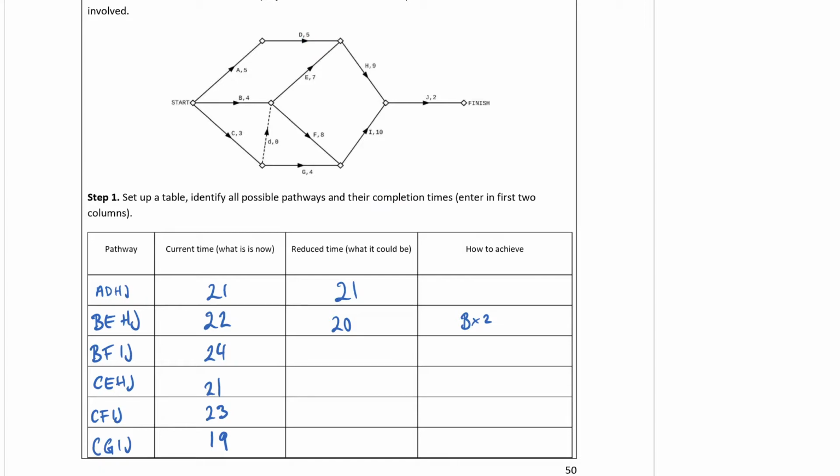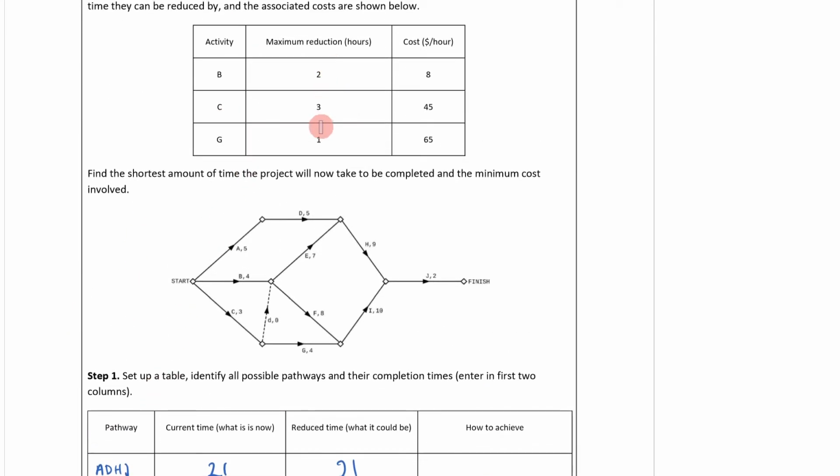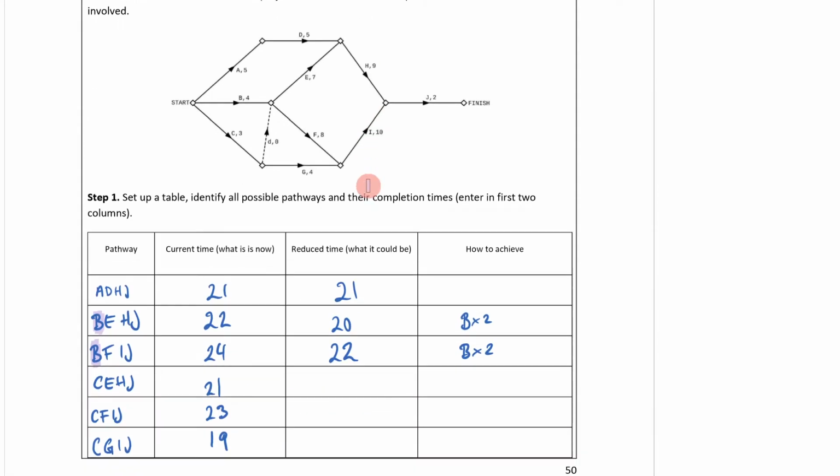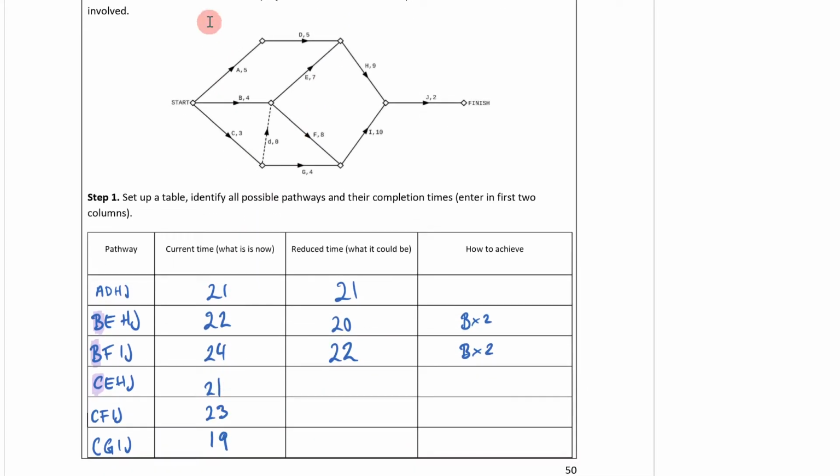So what I've done there is I've reduced this B. For the next one here, I have B again. So it's just that B again. So 24 will become 22. And this is B times 2. The next one is going to be C, and I can reduce this by 3 hours at a cost of $45 per hour. Wow, that's a lot. So C. So I can turn 21, remember, I'm reducing it by 3. So this 21, if reduced by 3, will become 18. And what I'm doing there is C times 3.